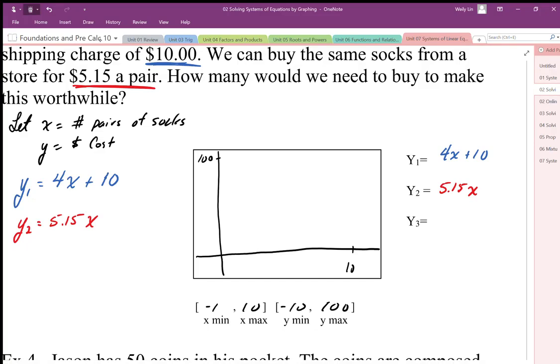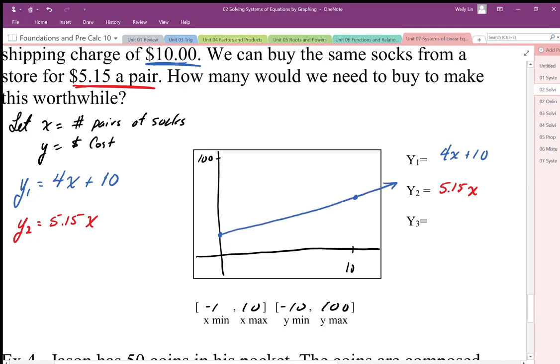So I'm going to graph my first relationship. It's going to have a slope of 4 and y-intercept of 10. So it's going to start here, and it's going to go up by 4s. So when x is 10, y is going to be 50. So it's going to be right about here.